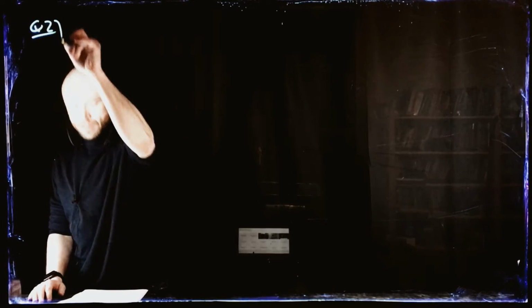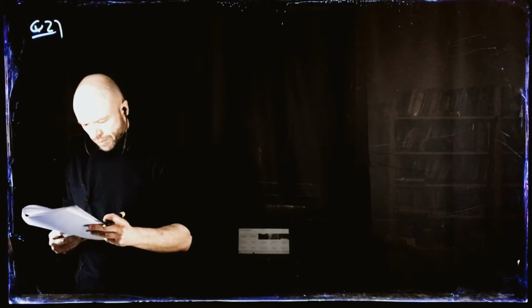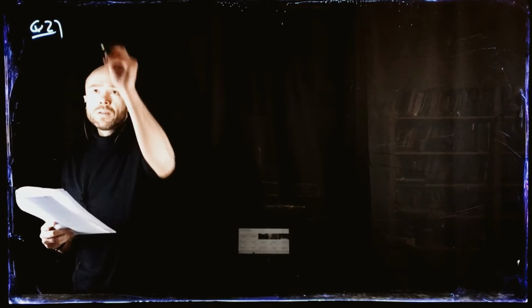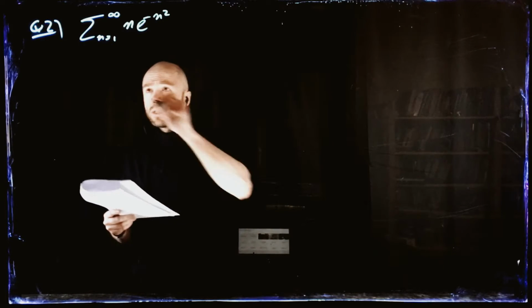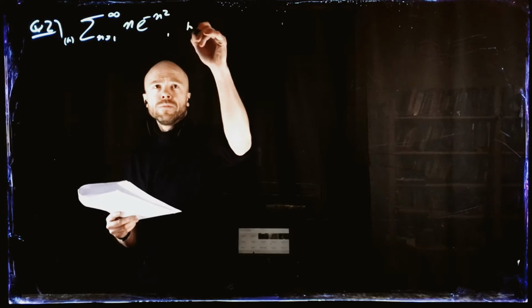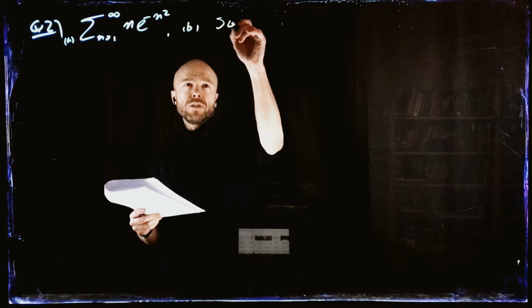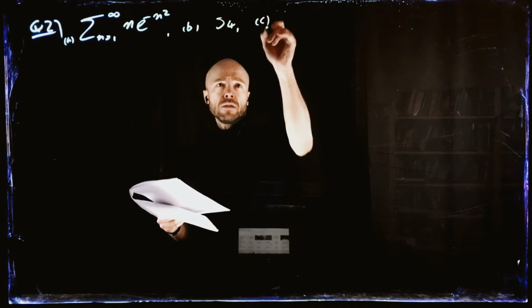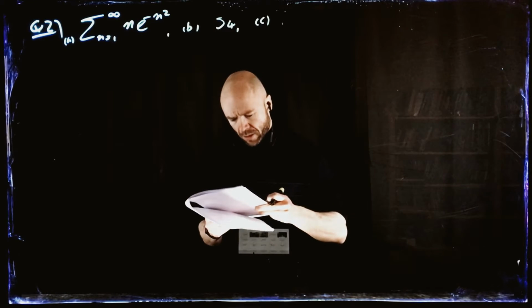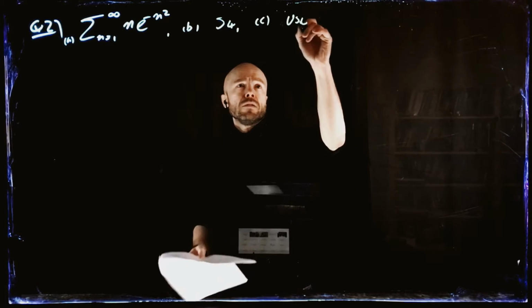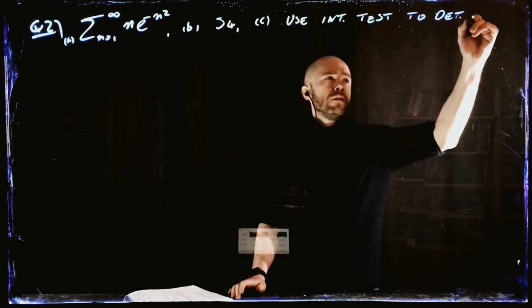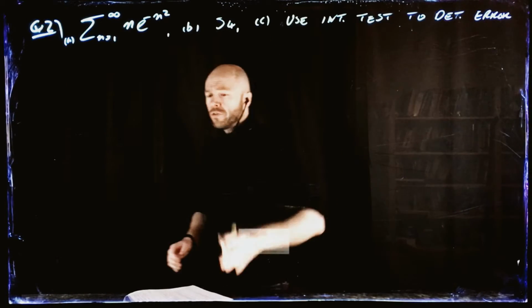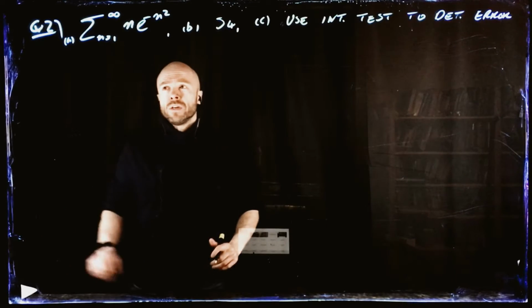So we have question 2, and it is: apply the integral test to determine the convergence or divergence of this series. That's part A. And part B, write down the fourth partial sum. And then part C, use the integral test to determine an upper bound for the error. In other words, to determine how close S4, the first 4 terms, is to the actual answer.